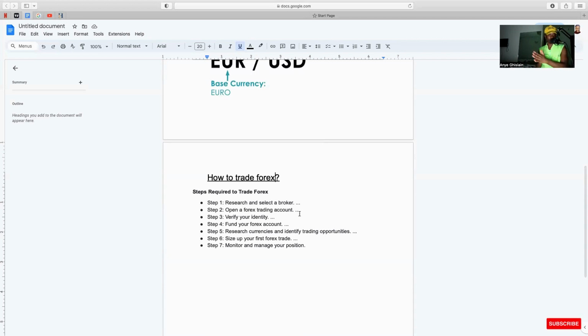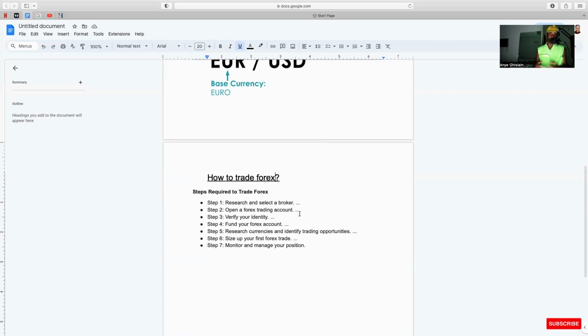Then we go on to our second point here. Open a Forex trading account. A Forex trading account is simple to open. You just need to follow a few steps. The first step, which is the one we just covered, is you get a broker first. Once you get the broker, open an account with them. Now you have an account with that broker, but you don't have a trading account yet. You have a trading account when you have a trading platform linked to your broker.